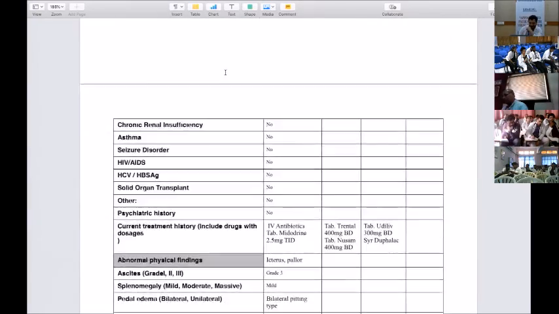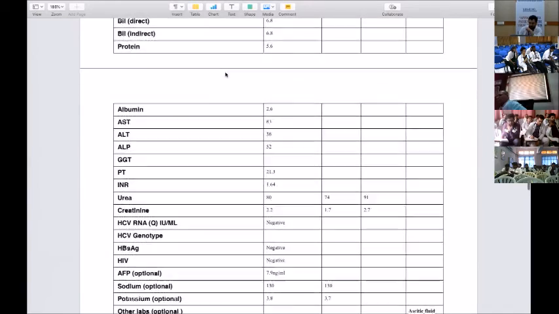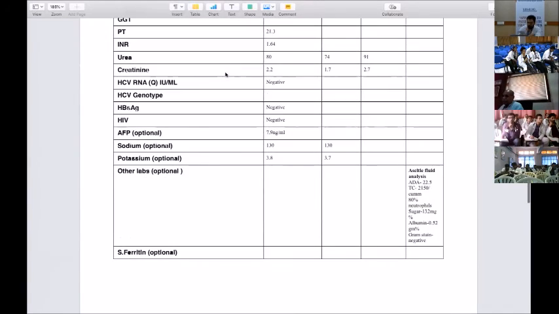Prothrombin time of 21.3 and INR 1.6. Urea 80 and creatinine 2.2. His latest creatinine is 4.4. Negative for HCV RNA, negative for HBsAg. AFP 7.9 nanogram per ml. Electrolytes are within normal range.